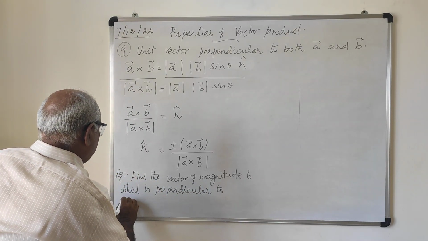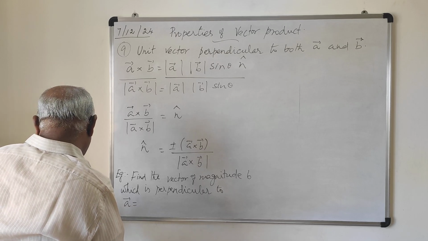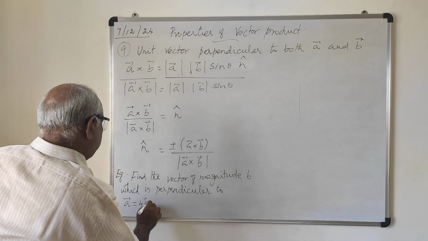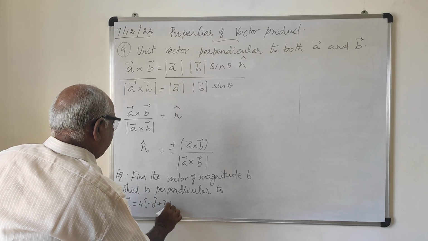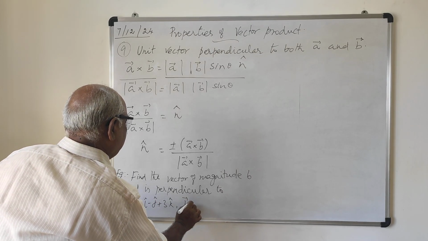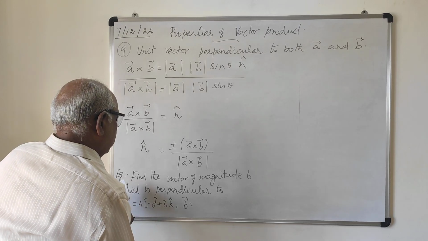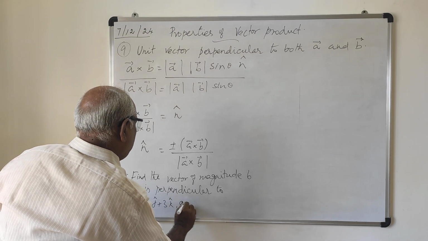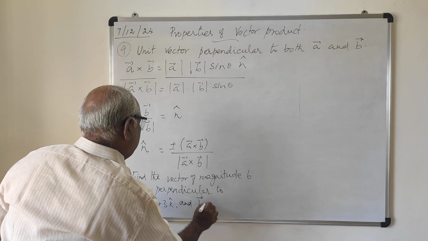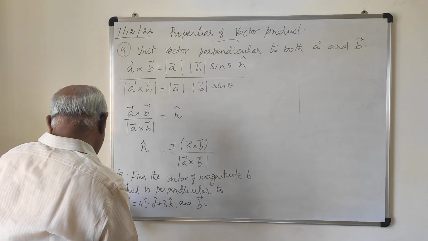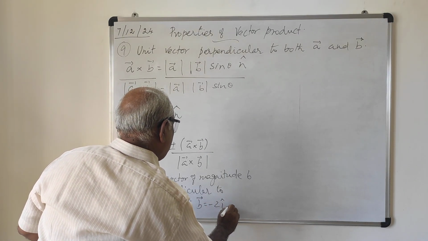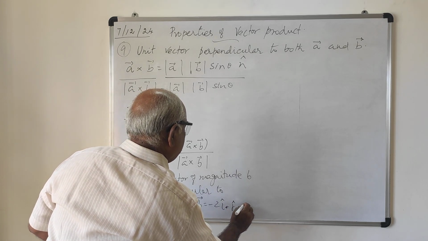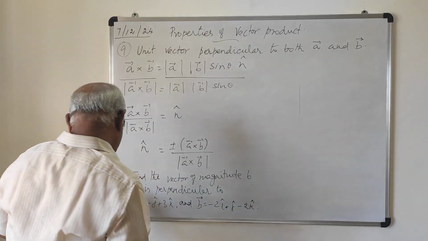vector A, which is 4i minus j plus 3k, and vector B, which is minus 2i plus j minus 2k. So the vector must be perpendicular to both A and B.